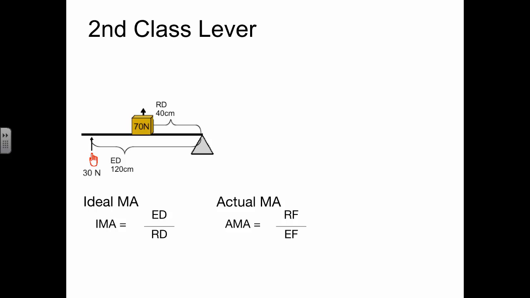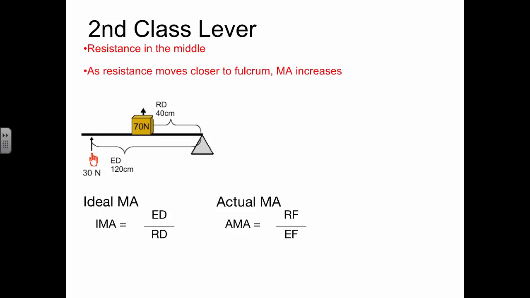Okay, you guys asked about this earlier: the second class lever. So what's in the middle? The resistance is in the middle. How does this help you? Well, it helps you in a similar way to the first class lever because I can lift this object using very little force. But again, I have to lift my hand a long way to lift the object a short amount. And as the resistance gets closer to the fulcrum, our mechanical advantage increases.